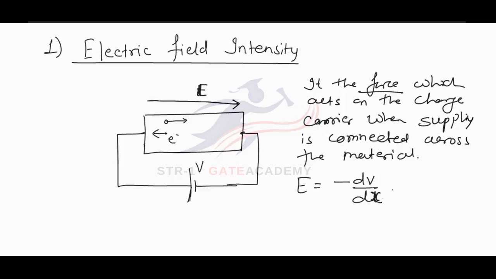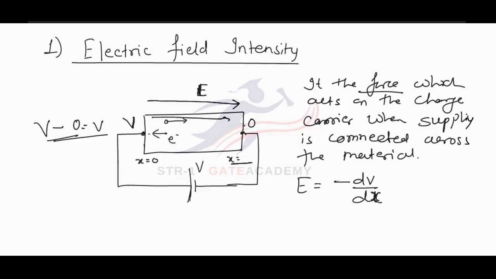Suppose here x equal to 0 and x equal to something. This is the length of the material, and at this point on the material the potential is V, and as we go in this direction the potential decreases to 0. So between these two terminals the potential difference is V minus 0 equal to V. This means a potential difference is applied across the material, then an electric field sets up, and due to this electric field the charge carriers move in the given direction.